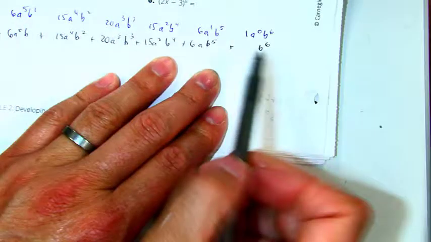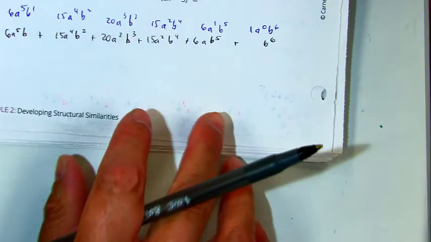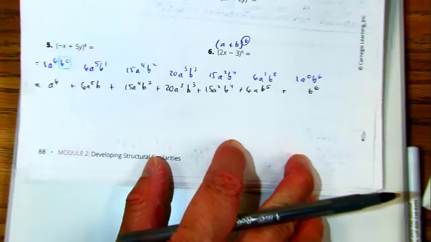So he does not write the 1. a to the 0 power is also 1, and you're not writing that, so you're just left with b to the 6th. Okay? This was yesterday's lesson. Raise your hand if you got that so far. Okay.